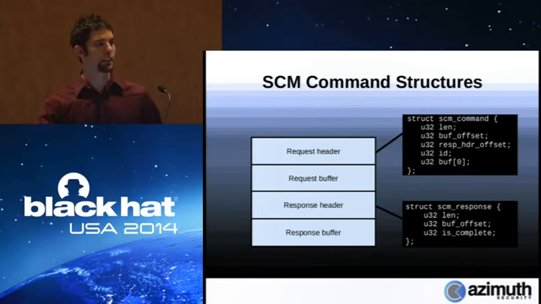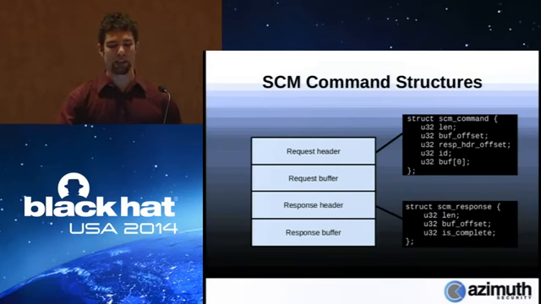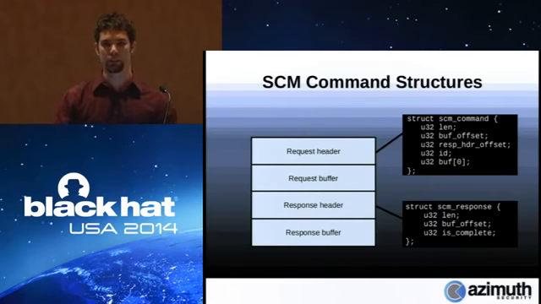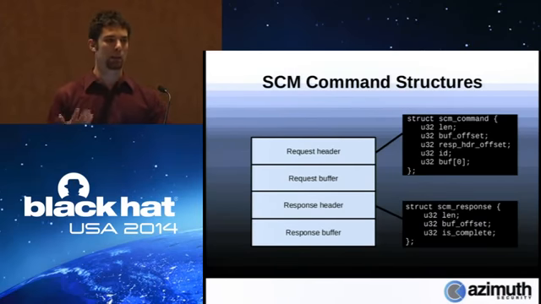The request header is described by this SCM command structure in the kernel tree that's available as open source. And it features a length field, which describes the length of the entire command buffer, a buffer offset field, which is the offset of the input data from the beginning of the command, the response header offset, which is the offset of the response header from the beginning of the command, the ID, which is this ORD value that encapsulates the SMC request number, flags, and so on, and then the actual input data. And this is expected to be populated by the kernel before it issues the SMC request to TrustZone.